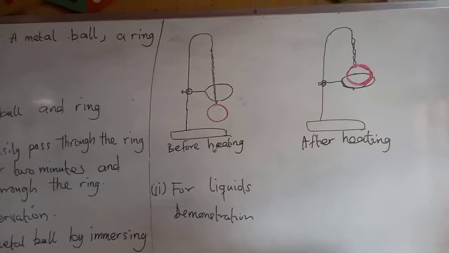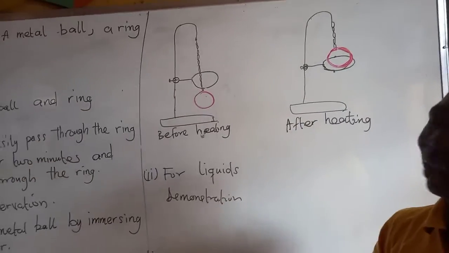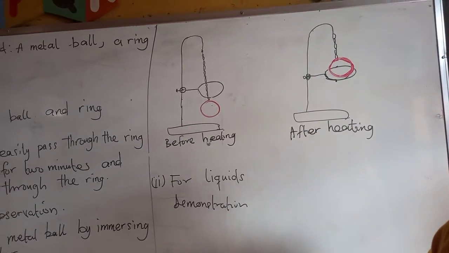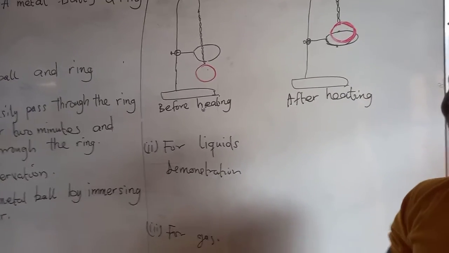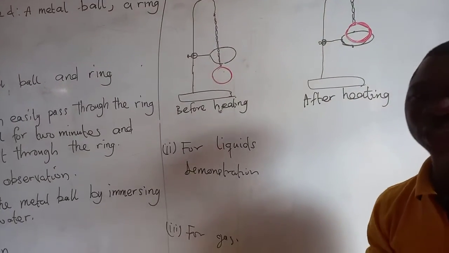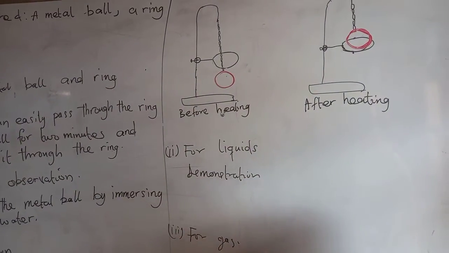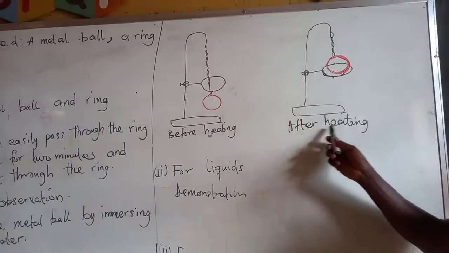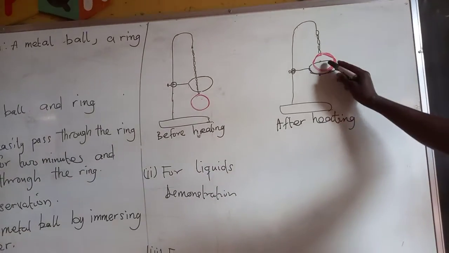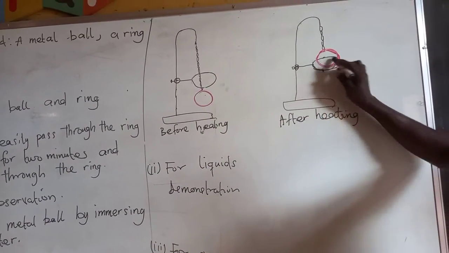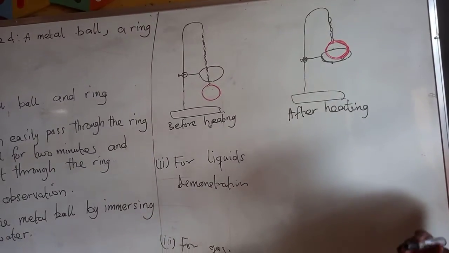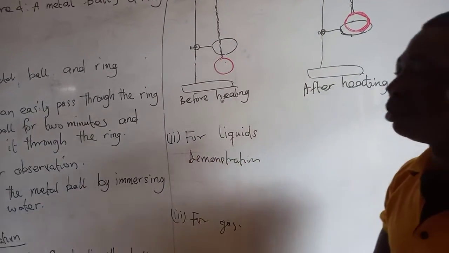And the next thing I want you to do is to heat the ball. Heat it well. Set fire and let the ball be heated. As it's heating, it will expand. When it expands, now look at after heating, the ball cannot enter into this spring again or the hole again. So let's take the materials and then the procedure to do that.